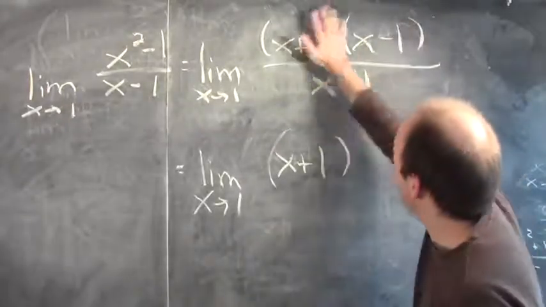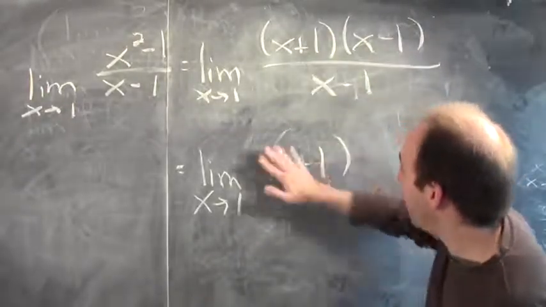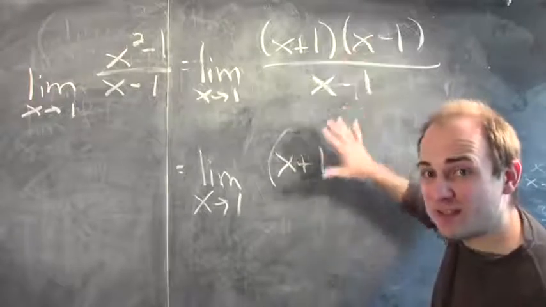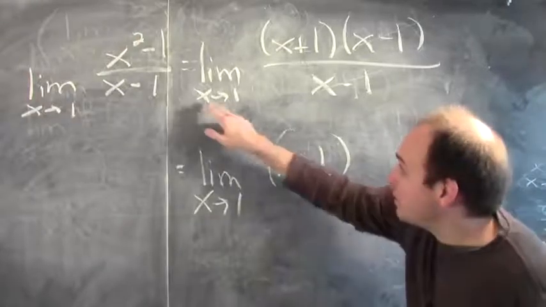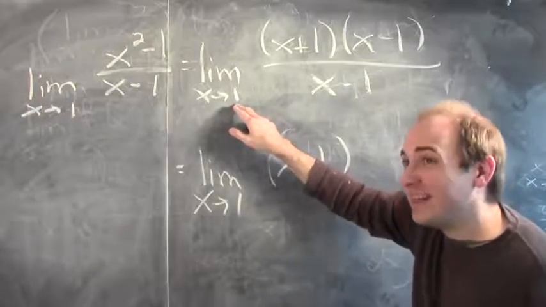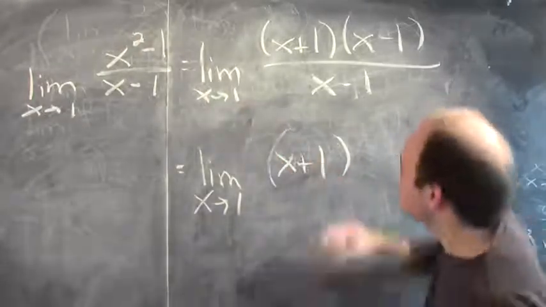I'm not allowed to plug 1 into this. I am allowed to plug 1 into this. They're different functions. But those functions are equal if you're only considering values that are near and not equal to 1. As a result, these limits are the same.